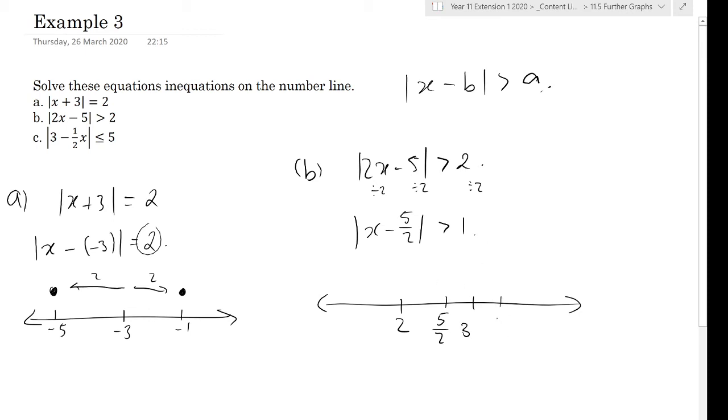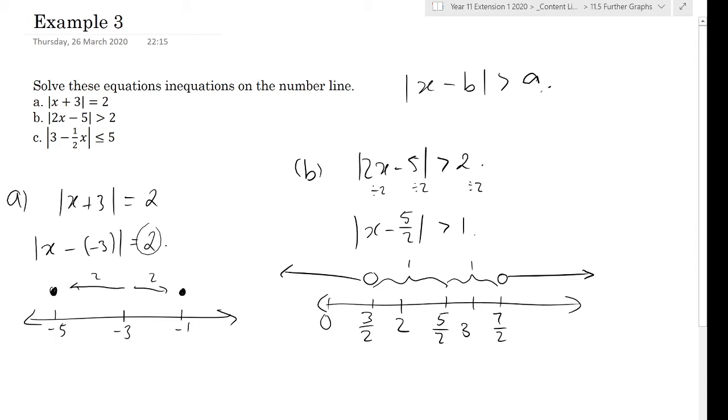So 3 on 2 goes to then 7 on 2, so that's 1 away there. Now I'm not going to circle this one in because it is not greater than or equal to, it's just greater than. And for the other one, it's 1 away this way, so it's going to be 3 on 2. So the distance from here to here is equal to 1, and the distance from here to here is also equal to 1. So we want all the values where the distance from 5 over 2 to any numbers along this number line are greater than 1. So it's just the numbers that are on either side.